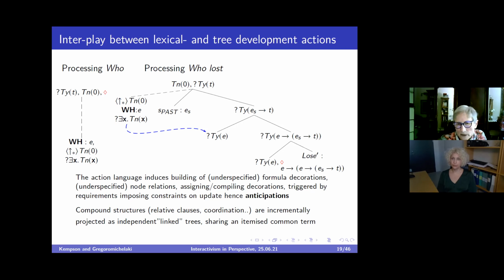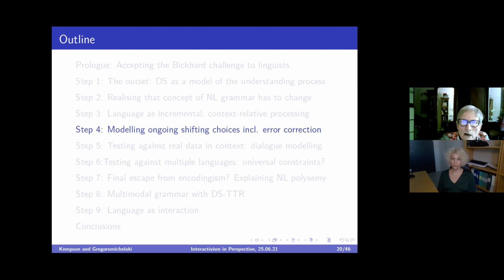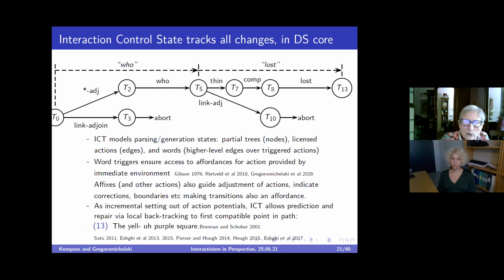In other words, anticipations. Now, when we come to the more complex structures of relative clauses and coordination, we take this simple view of assuming that we're always building these predicate-argument structures, but they can be incrementally projected as quasi-independent, what we call linked trees, simply sharing an itemized common term. Now that is really a talk for another time, but nevertheless, we now move on to the fact that this is a grammar formalism.